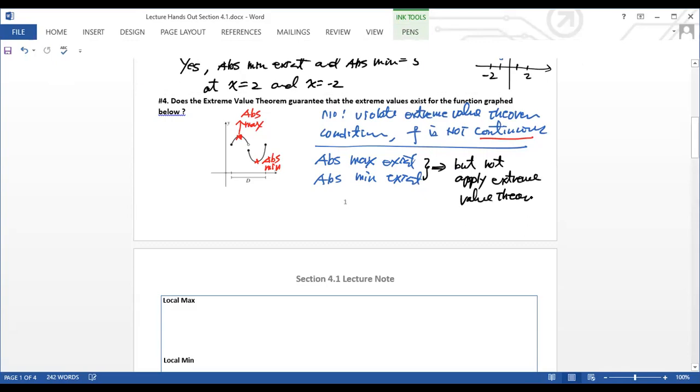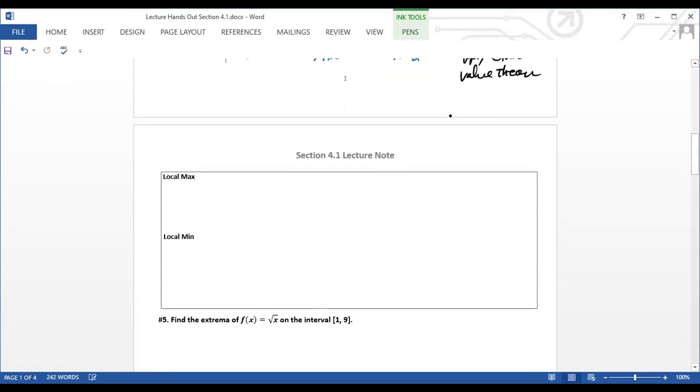But it's not applied to extreme values, okay? So we need to be very, very careful here. Now let's take a look at the next one.